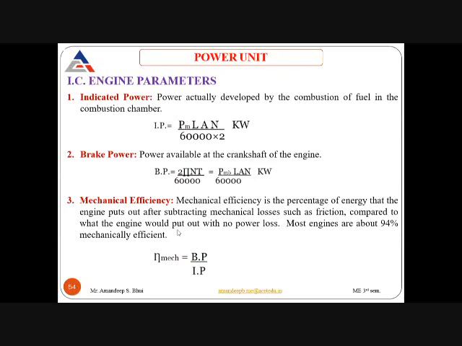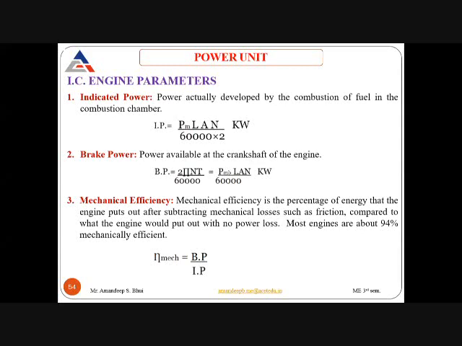Next comes the mechanical efficiency. The indicated power is the power that is developed inside the combustion chamber, and brake power is the power that is available at the crankshaft. The difference between the indicated power and the brake power is known as the frictional power. That is the power that is lost because of frictional effects, because there is friction between the piston and the cylinder lining. There is friction between the connecting rod and the piston, where it is connected at the piston side, and also at the crank side.